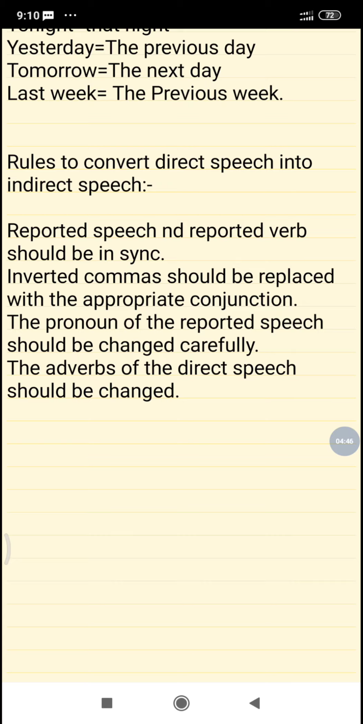The adverb है डायरेक्ट स्पीच का वो भी चेंज होना चाहिए when you come to the sentence from direct to इनडायरेक्ट स्पीच.